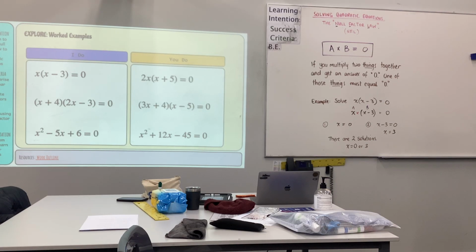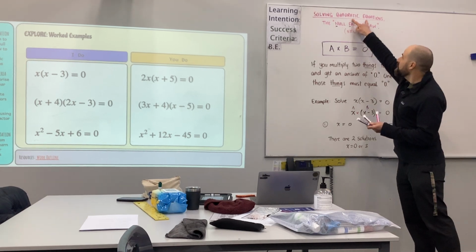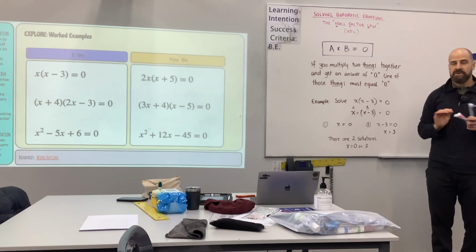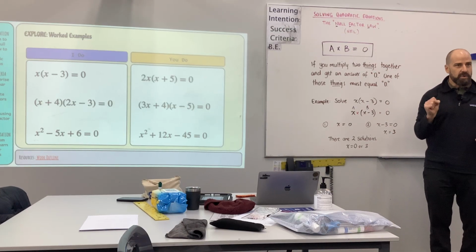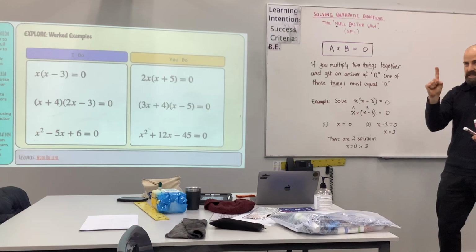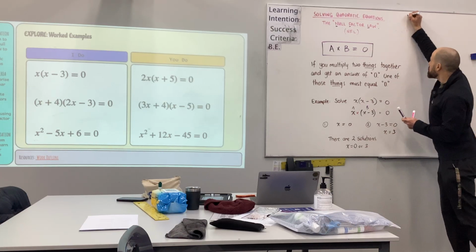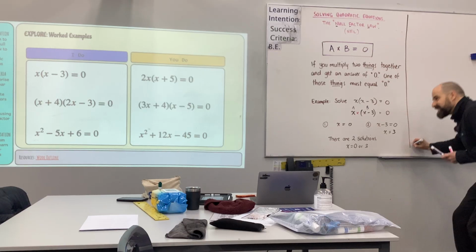And when we write our answers to these quadratic equations, we will often get two solutions. Not always. Sometimes we get no solutions, sometimes we get one solution. This is an example of two solutions. Let's see that again.